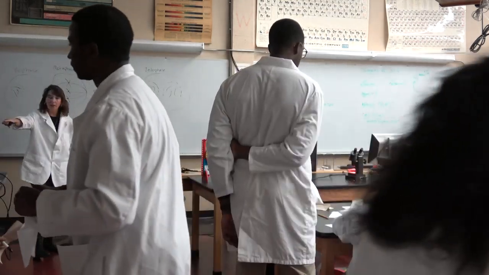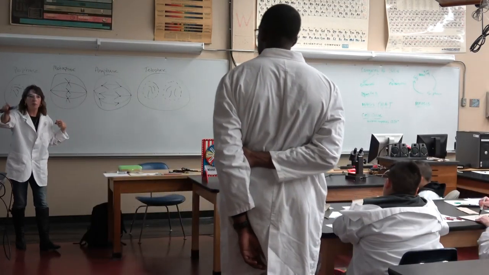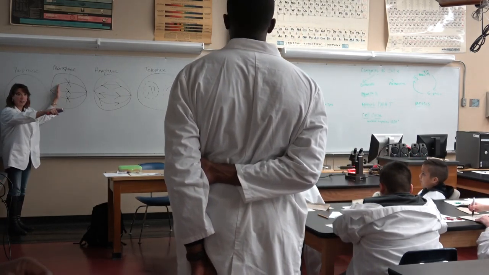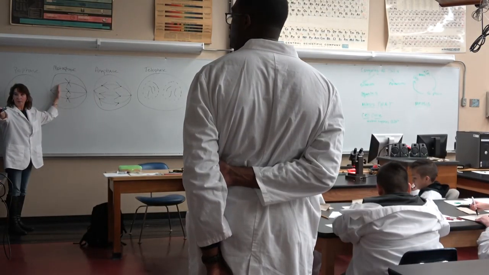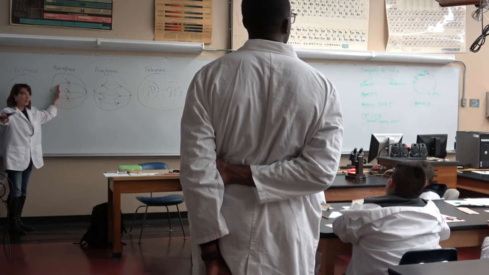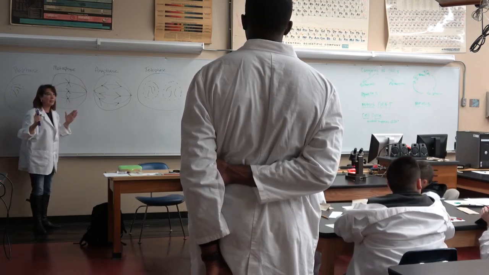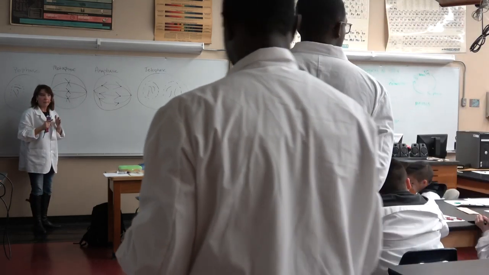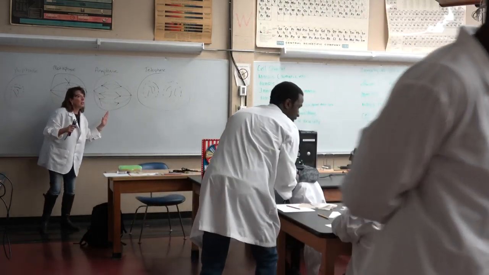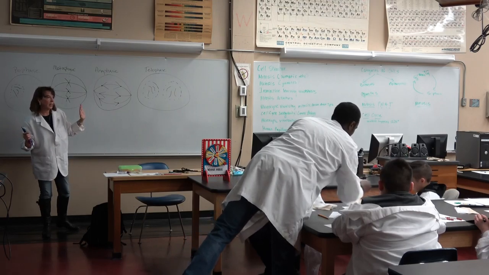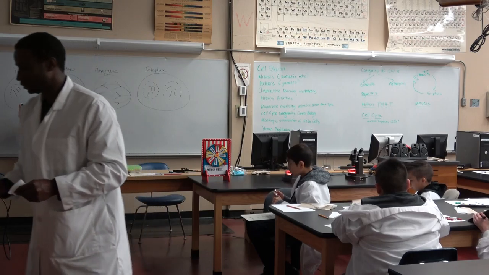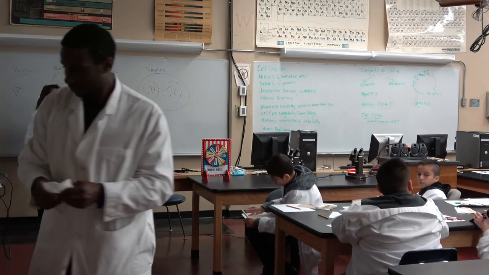Excellent. Why do we want the chromosomes in the middle? What if they were over here? It would be uneven. Do we want the two daughter cells to be exactly like the mother cell? Yeah, we want them to be exactly alike, right? What if we get just a little more cytoplasm in one than the other? That's okay. But we need to have the same number of chromosomes, right? So they line up. Let me see your metaphases.